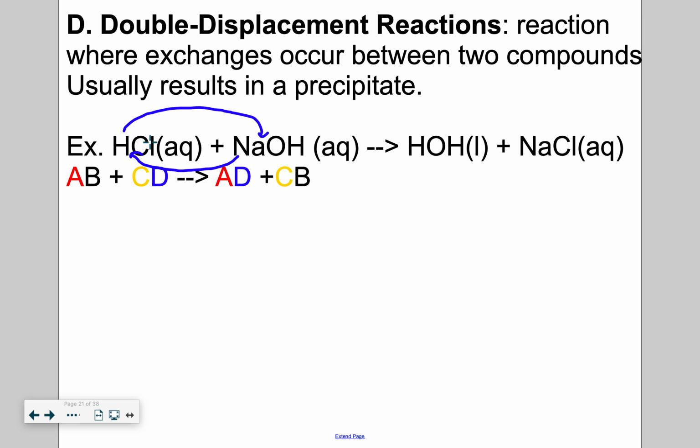So with hydrochloric acid, with sodium hydroxide, the H swaps places with sodium. So now the sodium is with the chloride, we get table salt, and then we end up with water, H2O. Now I wrote HOH just so you can see how hydrogen swaps places with sodium, but it's H2O plus NaCl.